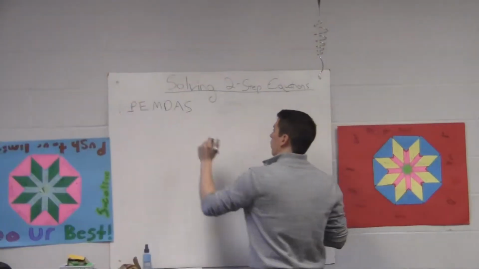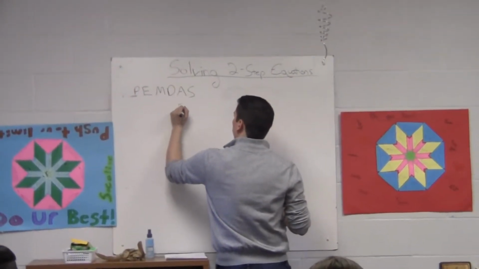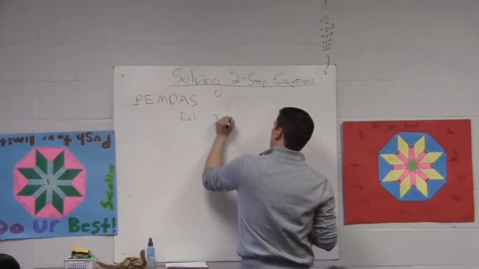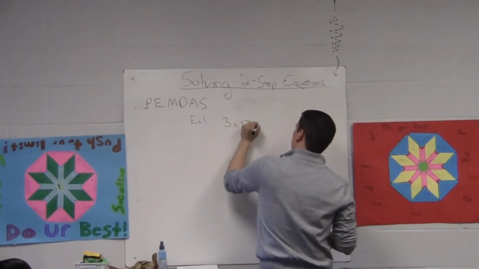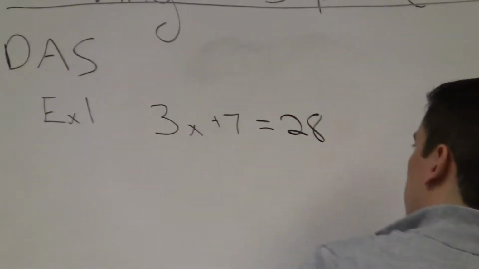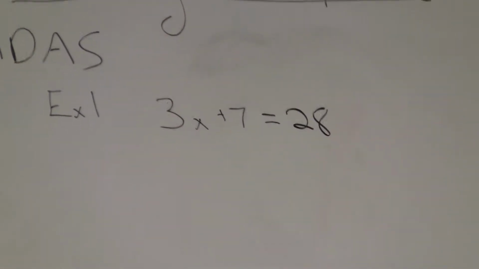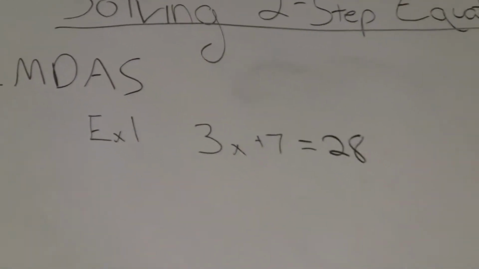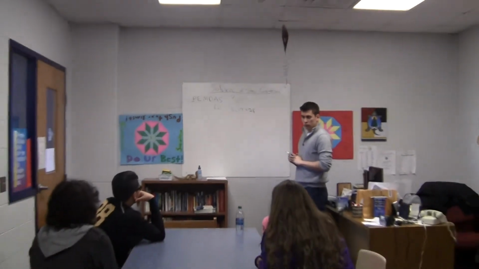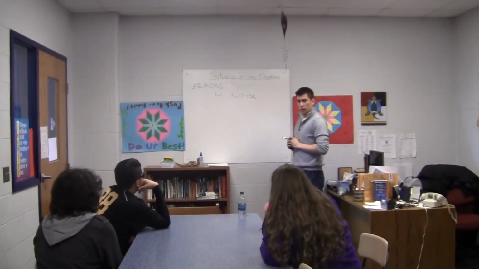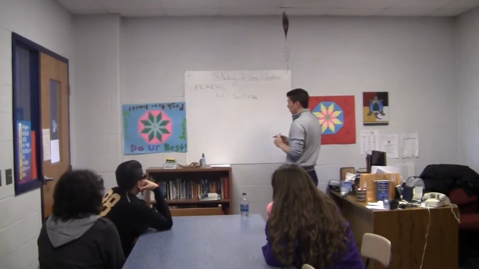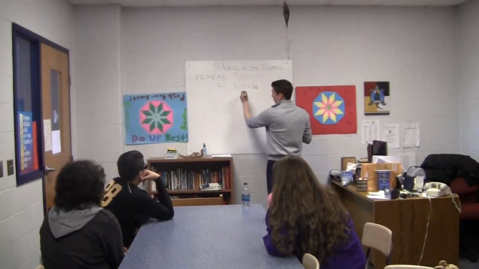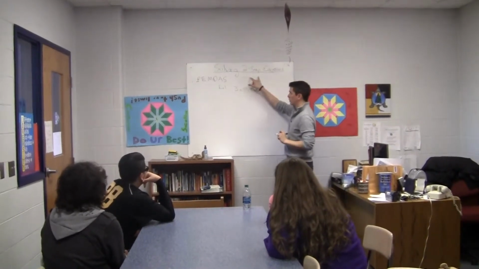So the first example that I want to do, example 1, is 3x plus 7 equals 28, okay? So, in doing reverse PEMDAS, or please excuse my dear Aunt Sally, what's the first thing you do? Tamika? We add 7 to the other side. So what you want to do is cancel the 7 out, okay? You want to get x by itself. That's the goal in solving a two-step equation.